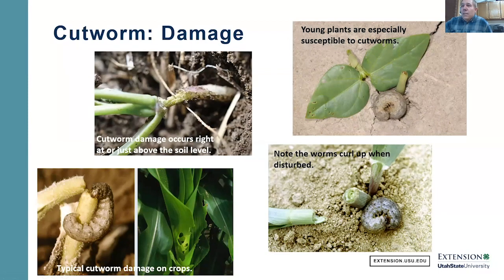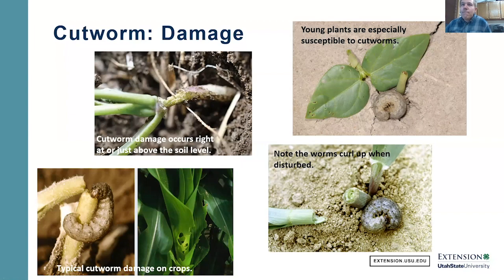And then they like to hide. So they'll kind of hide under dirt clods or leaves during the day. And then they'll come out at night and really do their damage. And they'll feed on pretty much anything as well. They're not super picky, but they'll cause problems.